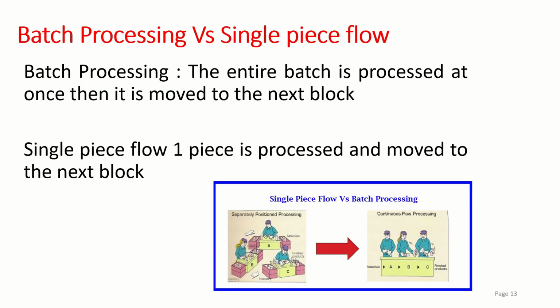The next tool is called batch processing versus single piece flow. There is a concept of batch processing in which the entire batch is processed once and then it is moved to the next block for further manufacturing. But in a single piece flow, one piece is processed and moved to the next block. People do not wait for the entire batch to be processed and then pass it on to the next step. They follow the make one and move one concept. Single piece flow is better than batch processing as it saves a lot of time. There is no waiting in between. The product goes to the market faster and customer satisfaction goes up.